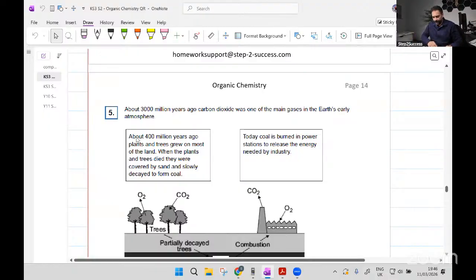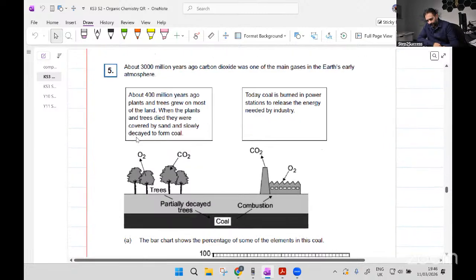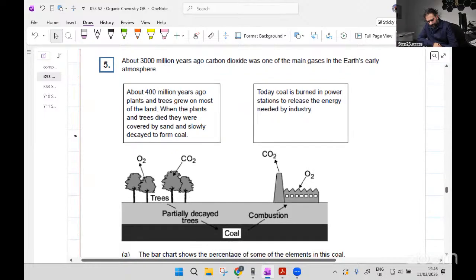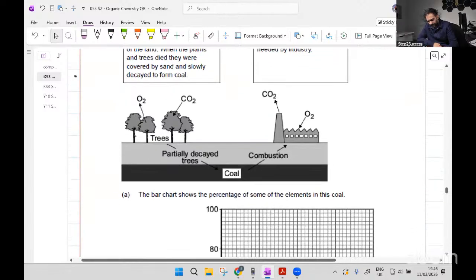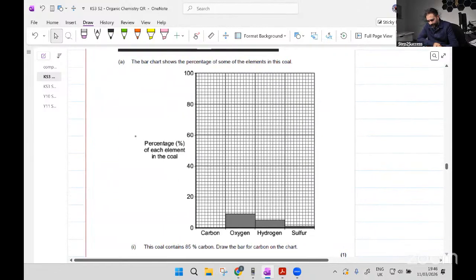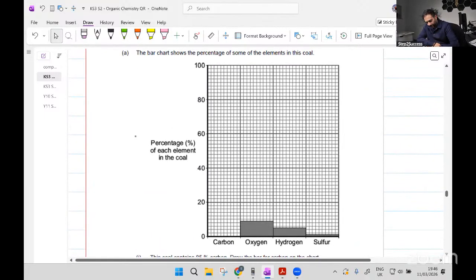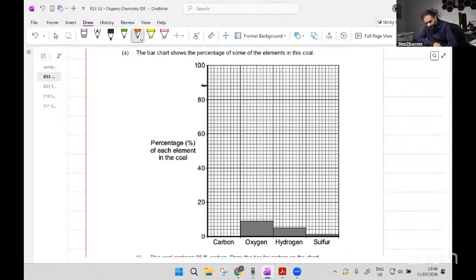5A and B. Right, about 3,000 million years ago, carbon dioxide was one of the main gases in the Earth's early atmosphere. About 400 million years ago, plants and trees grew. Okay, coal, we burnt the coal. The bar chart shows the percentage of some of the elements in this coal. The coal contains 85% carbon. Draw the bar. So you need to draw a bar that goes up to 85. So if 80 is there, 90 must be here, roughly. 85 must be halfway between 80 and 90. So you draw a bar roughly like that.